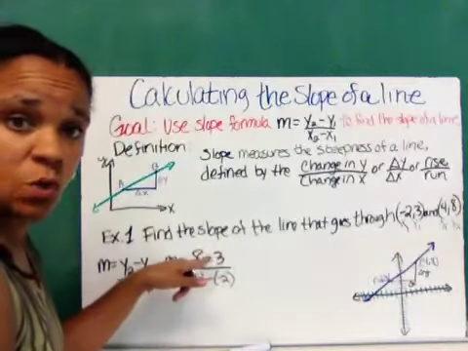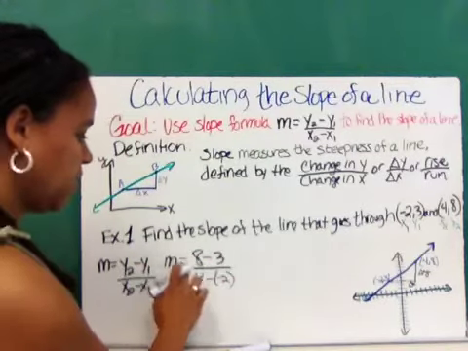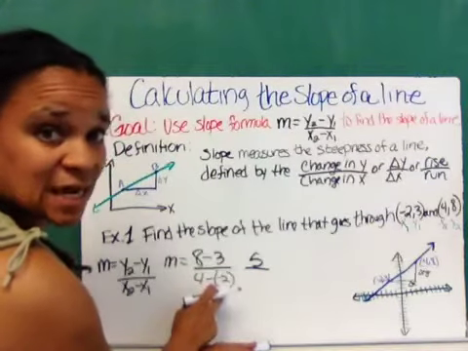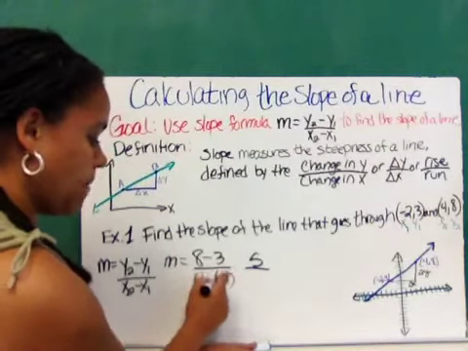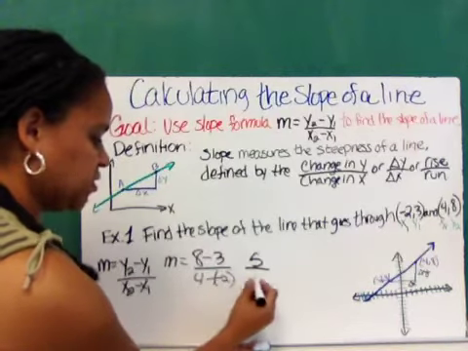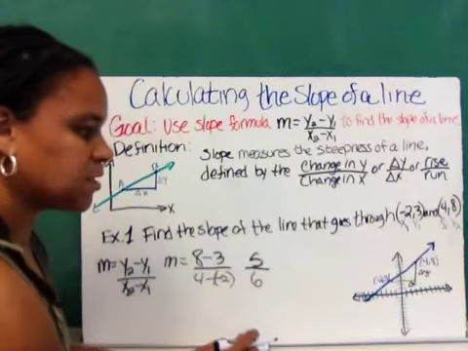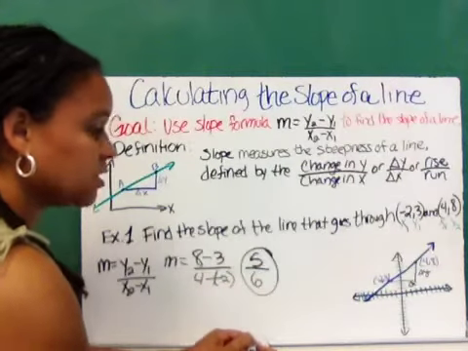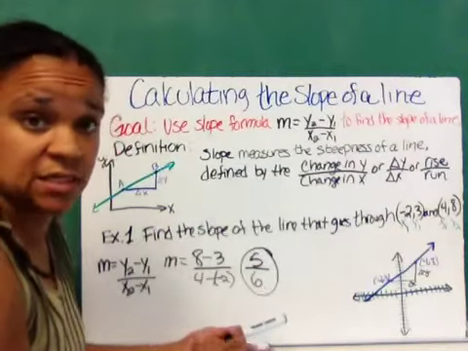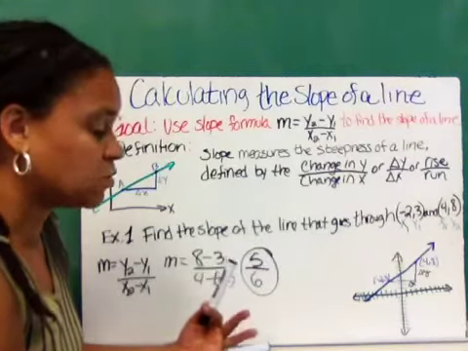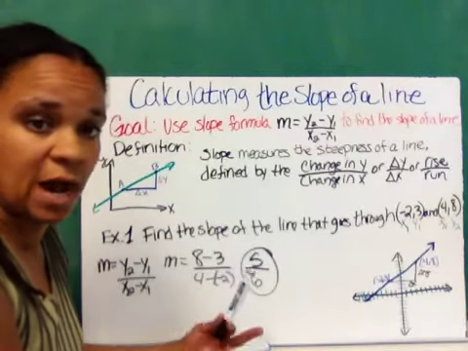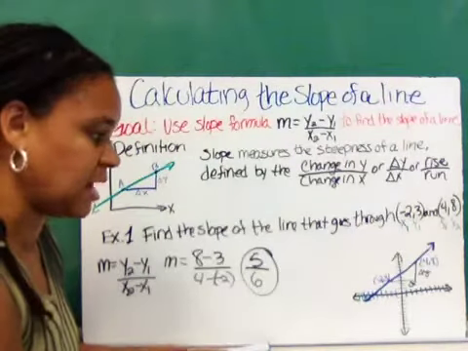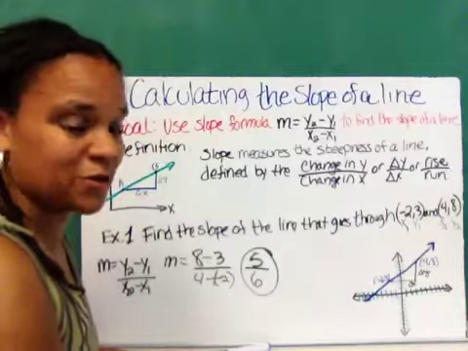So my change in y over my change in x. 8 minus 3 is going to be 5, of course. 4 minus -2 is actually 4 plus 2. So 4 plus 2 ends up being 6. So my slope for this line is 5/6. So if you're saying it in a full sentence, the slope of the line that passes through the points -2, 3, and 4, 8 is 5/6. This is our slope. It's a value of how steep this line is. So let's look at a couple other examples.